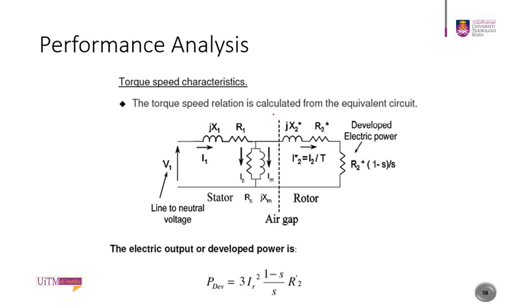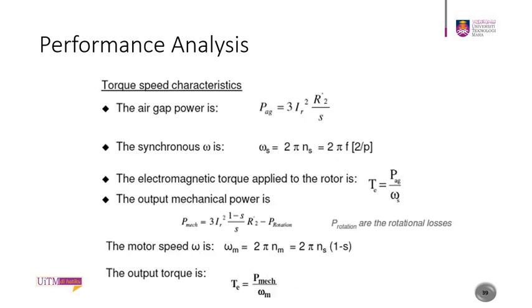The torque-speed relation is calculated from the equivalent circuit. The electric power, the developed power, is given by this equation. These are all the equations for how to calculate the torque-speed characteristic: the air gap power, the synchronous speed, the torque, the output power, and so on.